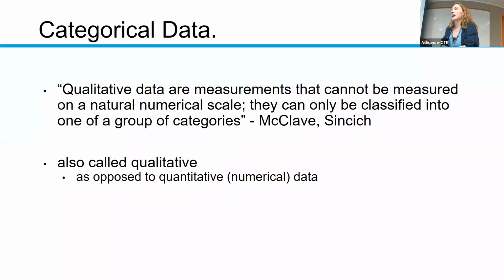So what is categorical data? Categorical data, to read this quote, qualitative data are measurements that cannot be measured on a natural numerical scale. They can only be classified into one of a group of categories. So categorical data, qualitative data, those terms are interchangeable, and this is different from quantitative data, which is numerical data.